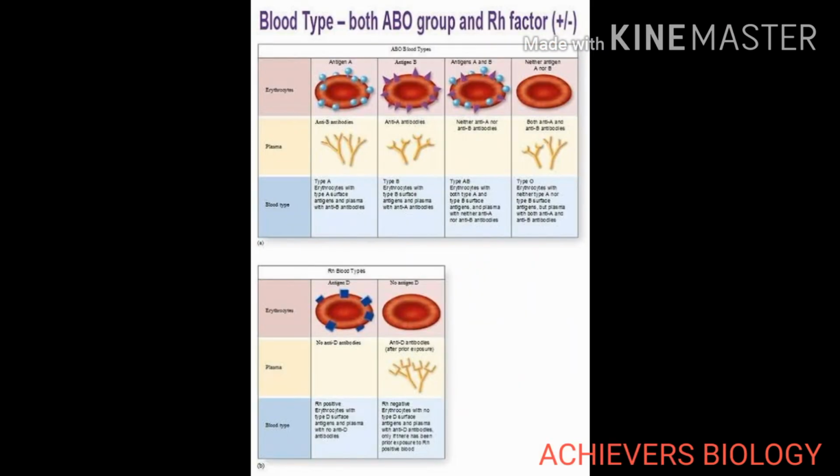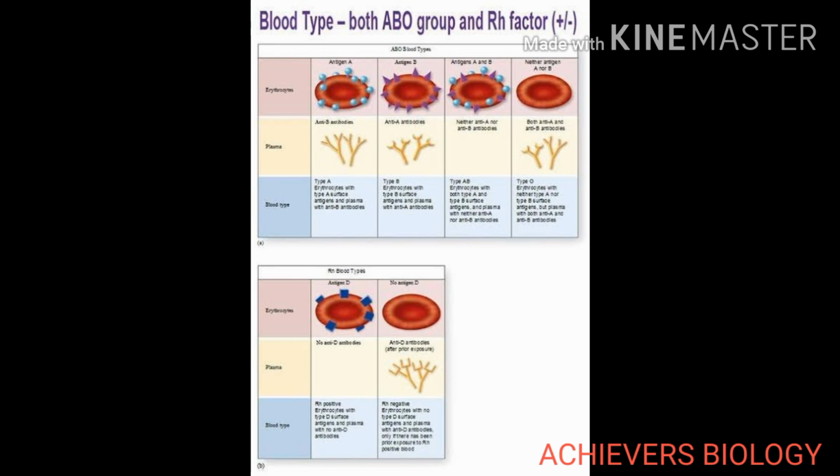Now we have to discuss the antisera. So what is antisera? Now we all know about antigen and antibody. An antigen is a protein-like substance which is responsible for immunogenicity. To generate immunity in the body, we need antigens. Against the antigen, the body produces antibody.